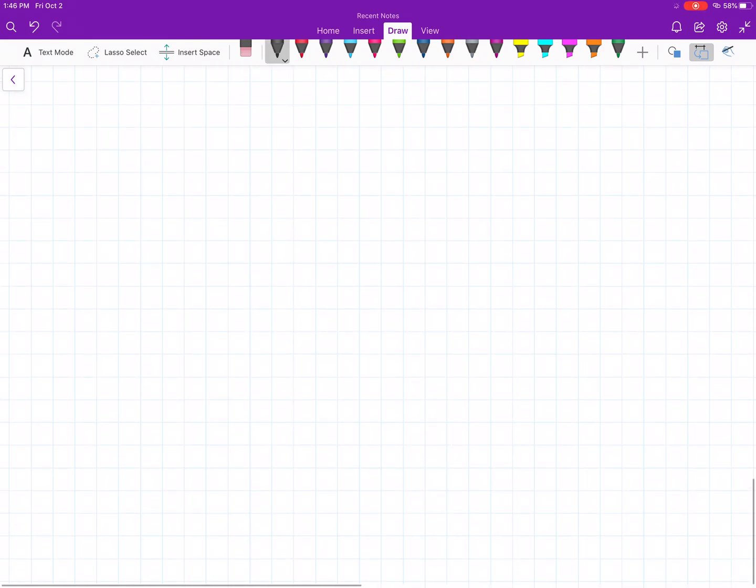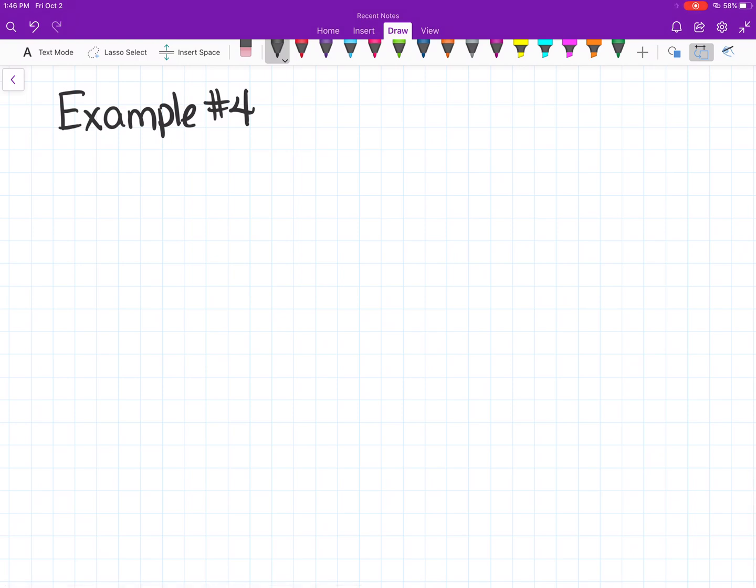Example 4. Okay, I'm going to give you the graph again, and you're going to write the equation of the line.